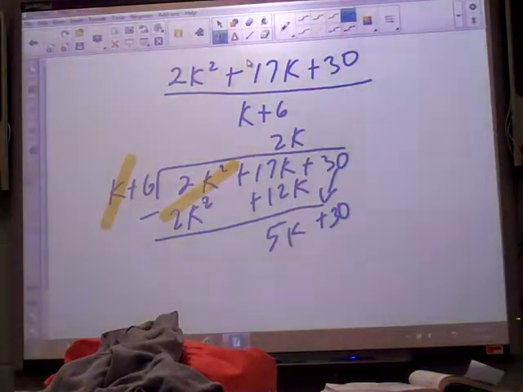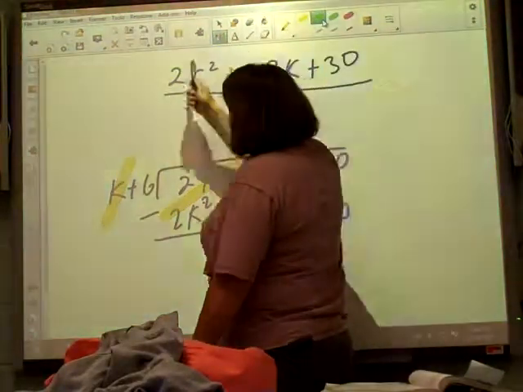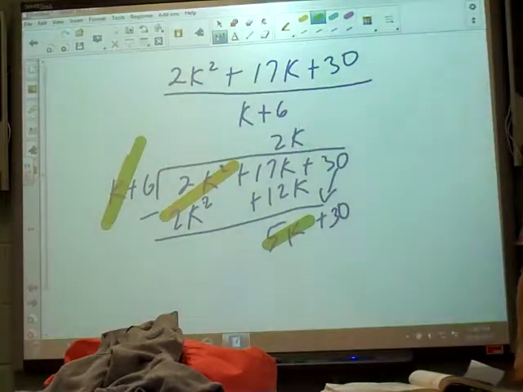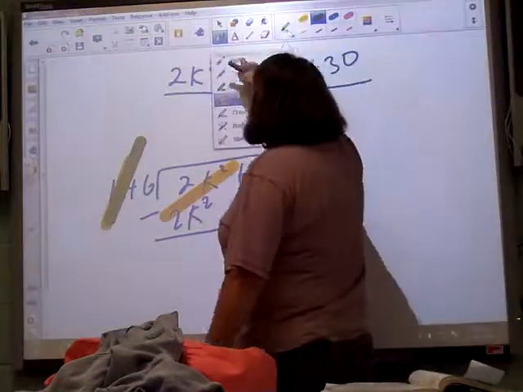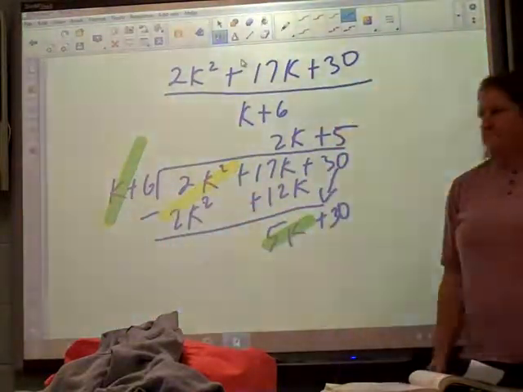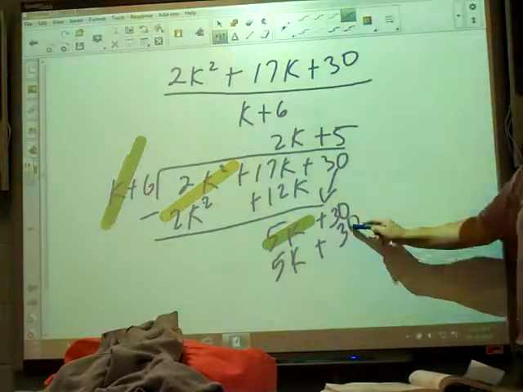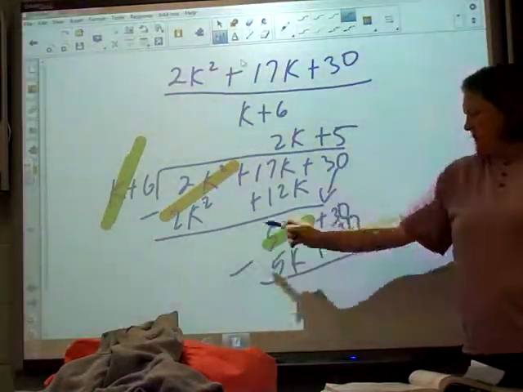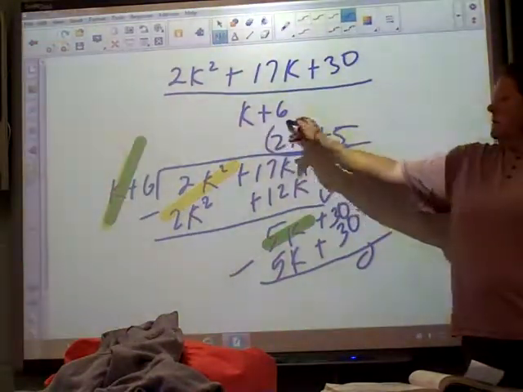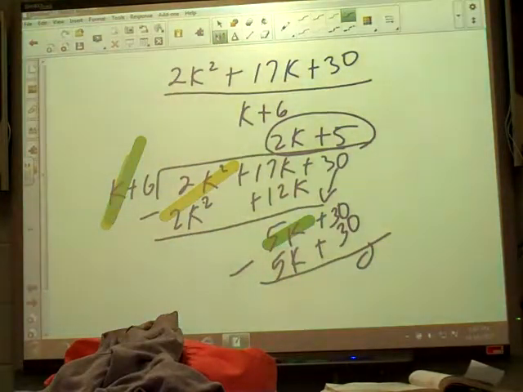Okay. Now you start the process over again. I go back to my first one outside. K times what gives me 5k? 5. So we put plus 5 up there on the top. Now we distribute that 5 to both of those. 5 times k. 5 times 6. This one's nice and friendly because when you subtract those, there's nothing left over. We don't have any remainder. So our answer is just 2k plus 5. We're going to see some in a minute where we got a remainder.